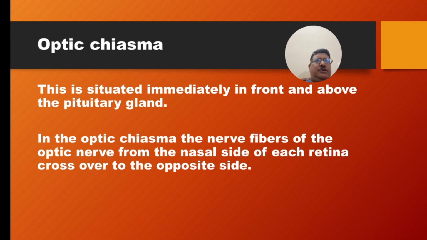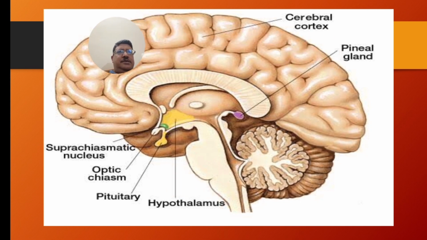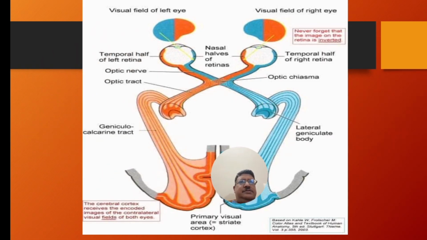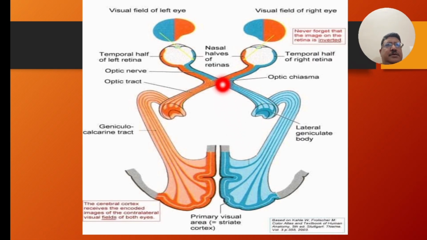So, the optic chiasma. What is the optic chiasma? It is situated immediately in front of and above the pituitary gland. In the optic chiasma, the nerve fibers of the optic nerves from the nasal side of each retina cross over to the opposite side. So this is the suprachiasmatic nucleus, optic chiasma, pituitary, hypothalamus. And this is the optic chiasma.